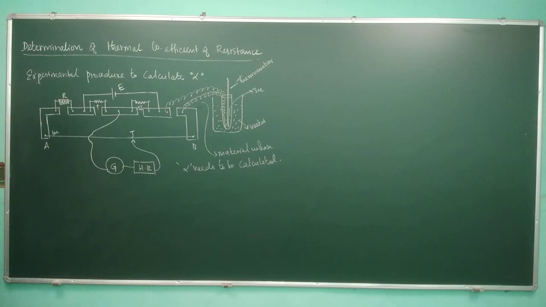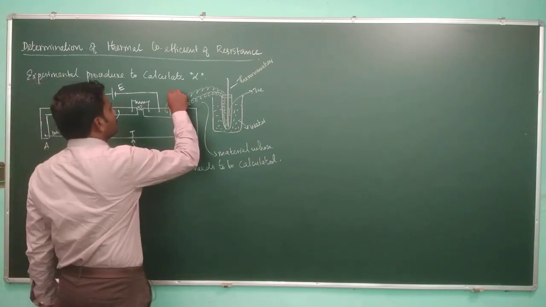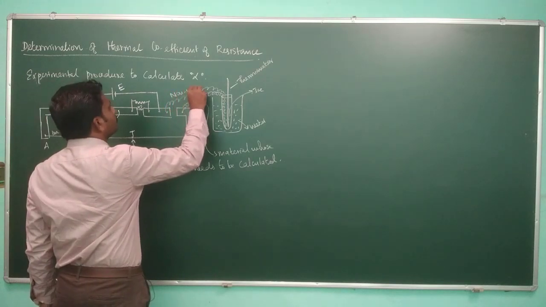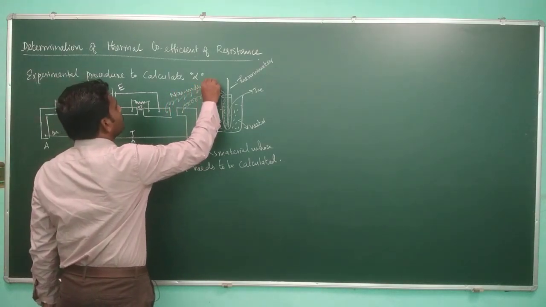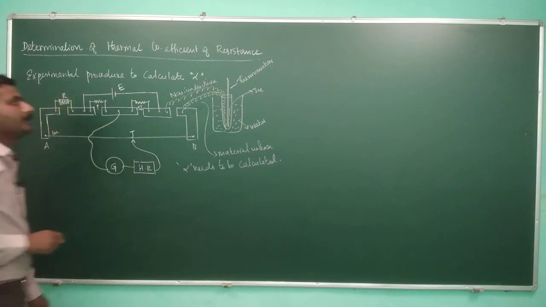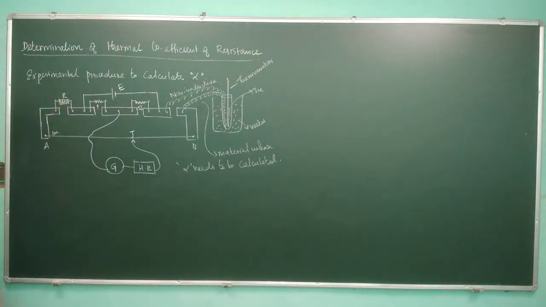Fine. So this is the experimental setup. Essentially, it is the Carey-Foster bridge. Now, this is non-inductive. The assumption is that it is non-inductive, that is, making a spiral will not create any inductive effect in this wire.